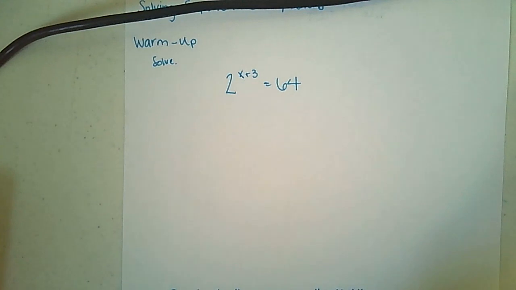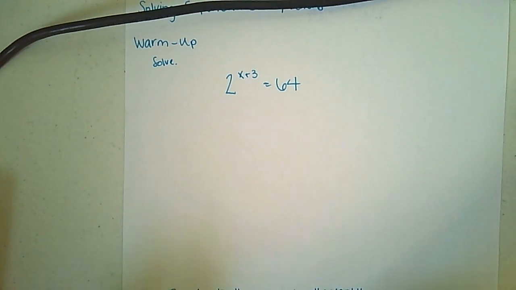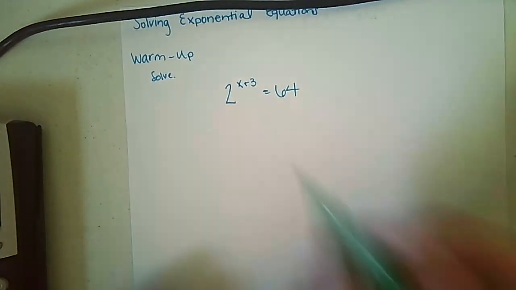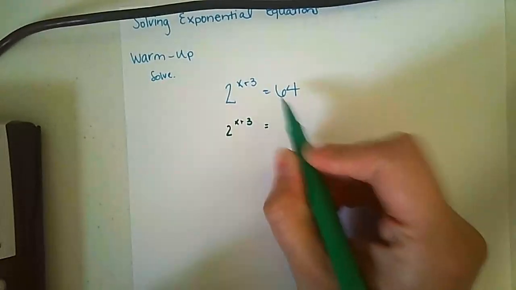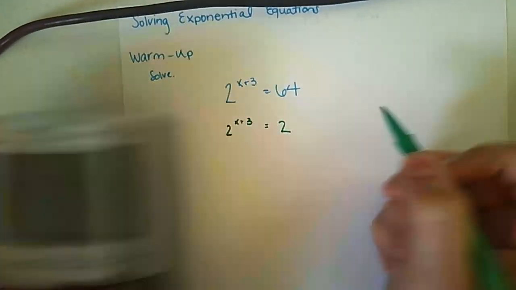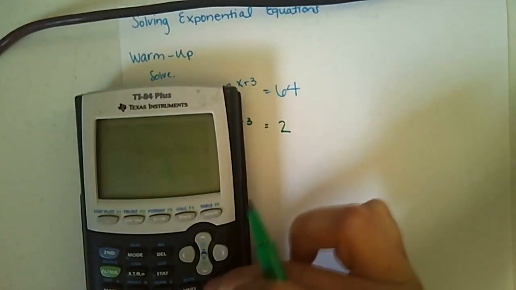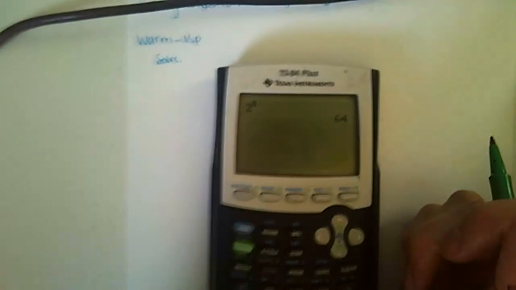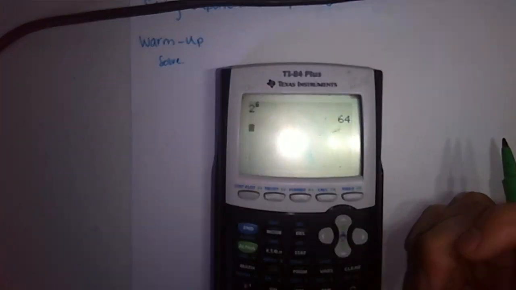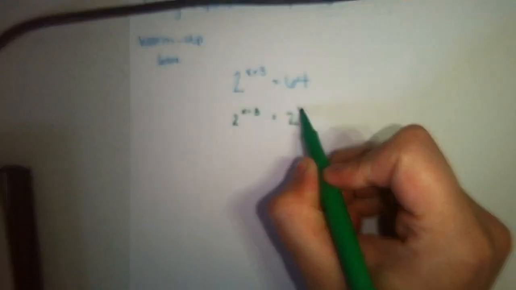So I want to solve 2 to the x plus 3 power equals 64. So again, first thing we want to do is get the same base. So I believe I can get 64 to have a base of 2. Let's see. Looks like 2 to the power of 6 equals 64.